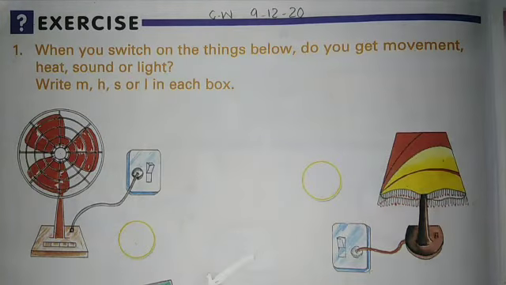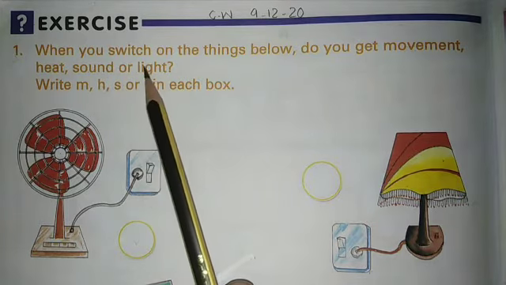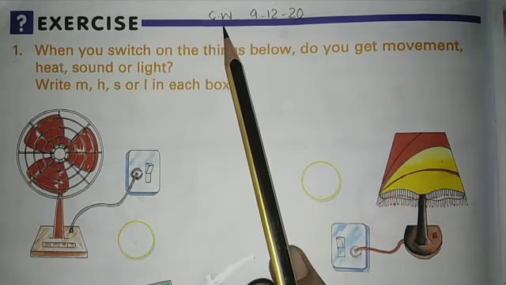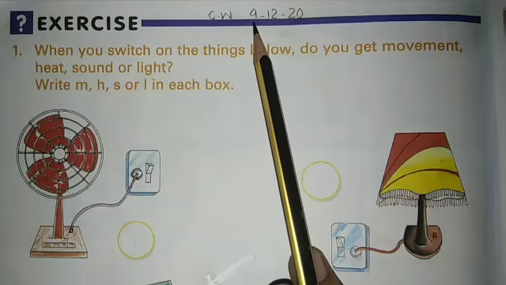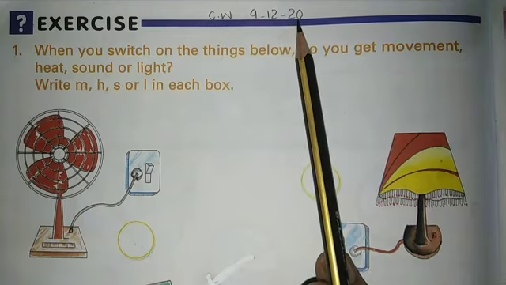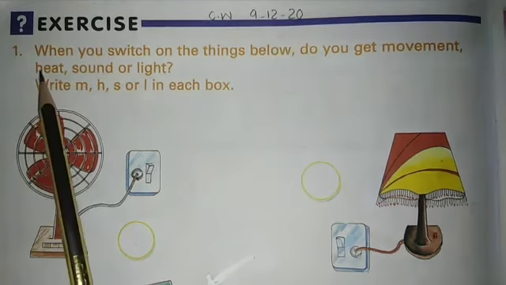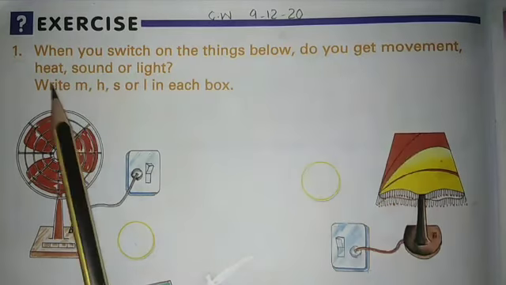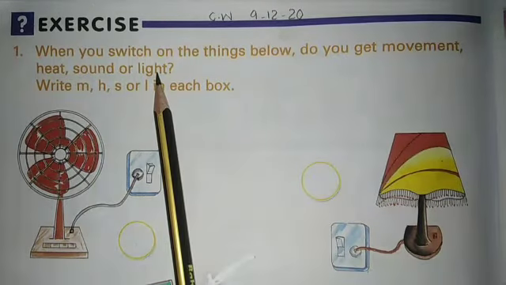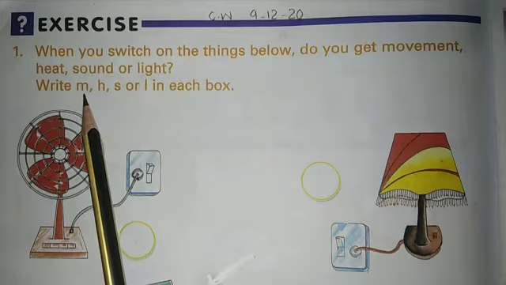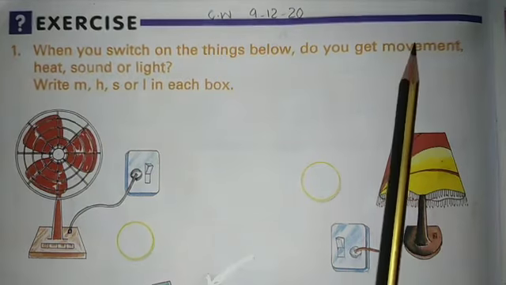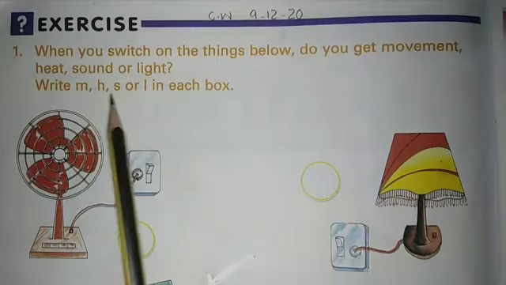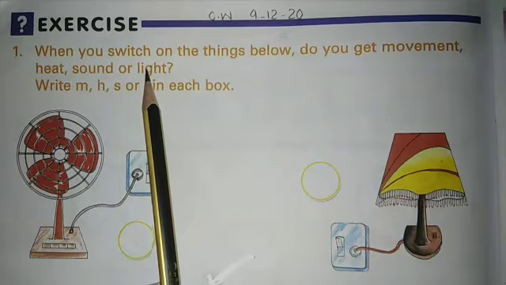Okay students, all of you open page number 119. Chapter name is using electricity. Now we are going to do the back exercise of this chapter. First of all, you will write CW and the short date, that is 9-12-2020. Exercise number 1: when you switch on the things below, do you get movement, heat, sound or light? So here are some letters which show M for movement, H for heat, S for sound or L for light.